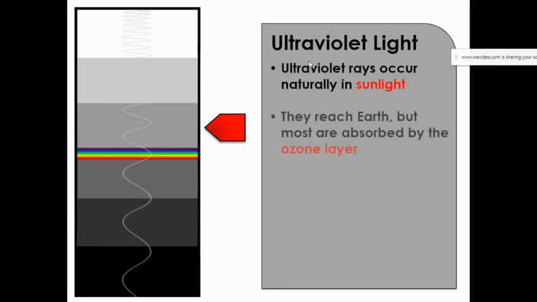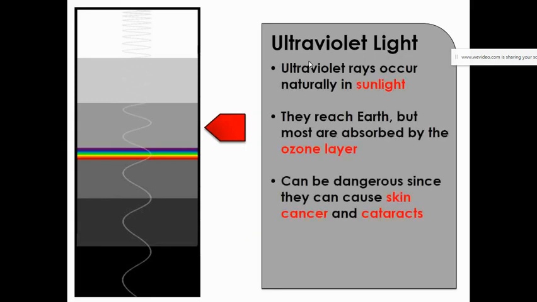Moving on to ultraviolet. Ultraviolet rays occur naturally in sunlight. They reach the earth, but most are absorbed by a layer in the atmosphere called the ozone layer. Ultraviolet light can be dangerous because they can cause skin cancer and cataracts and sunburns.